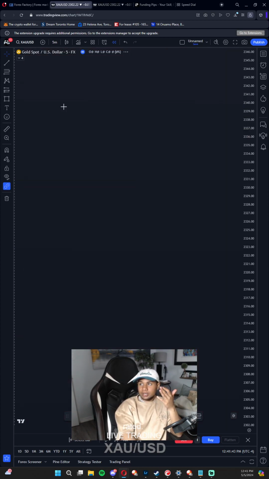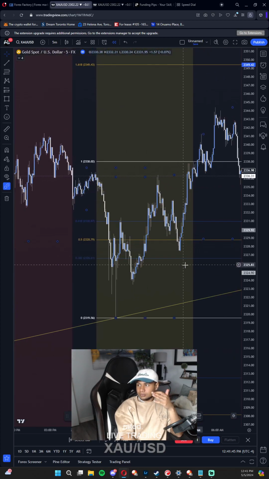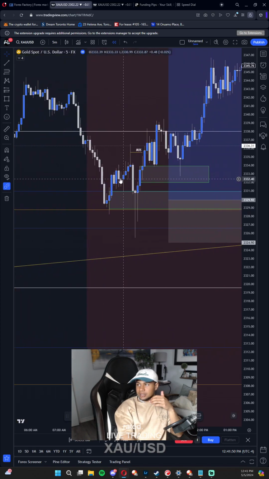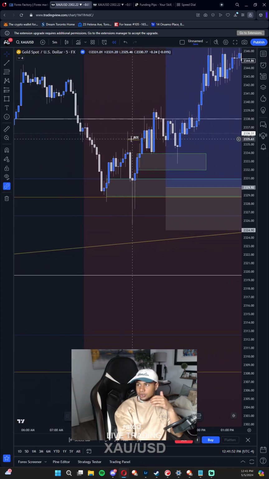If we go here, on the 5 minute, you can see that's kind of where the break of structure was, more in this zone over here actually. So we had this lower high and then a lower high over here, but then we ended up making a higher high than this one, right? So this is kind of where the break of structure is.